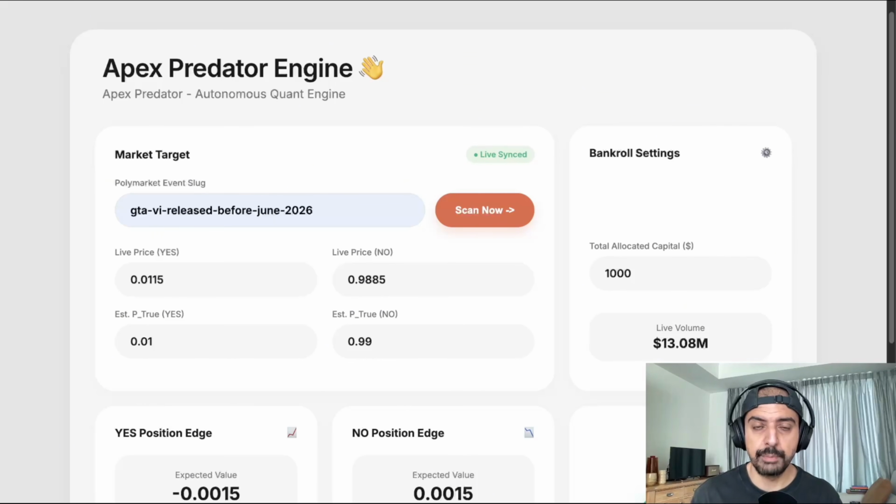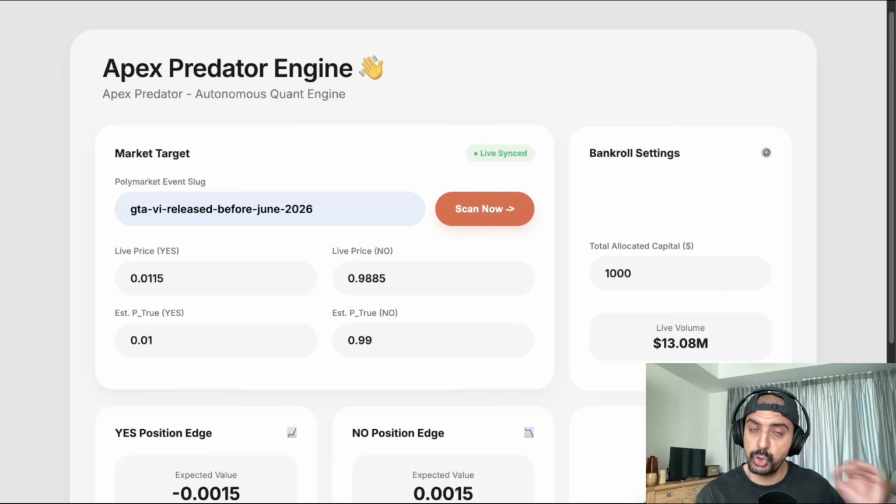Welcome to the Apex Predator engine, and this is an autonomous quant engine that I've vibe coded inside of Claude Code. Let me show you exactly how it works. Now, all the data that you see inside of this dashboard, this is live data. I'm pulling this in using Polymarket's Gamma API.